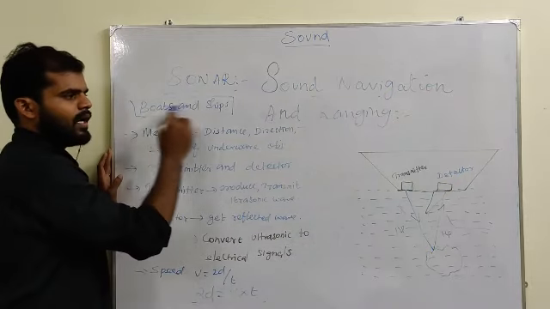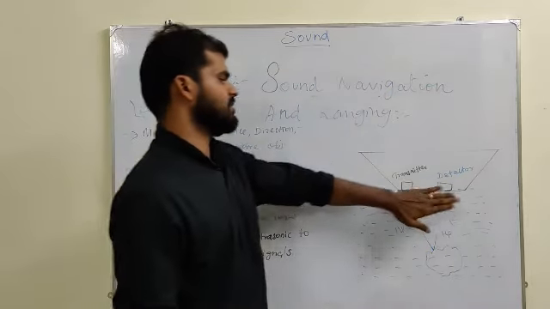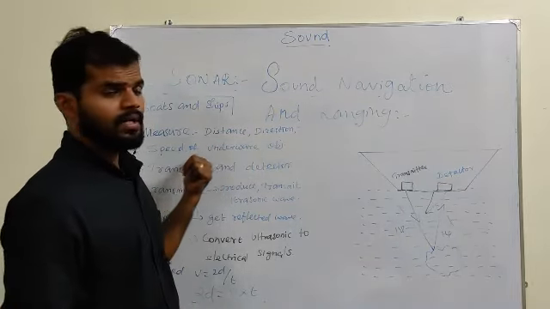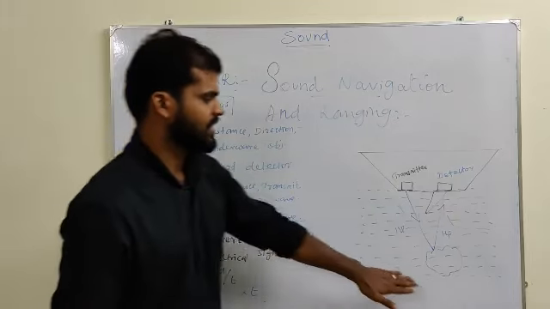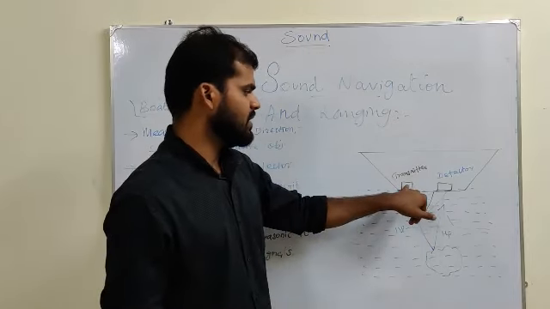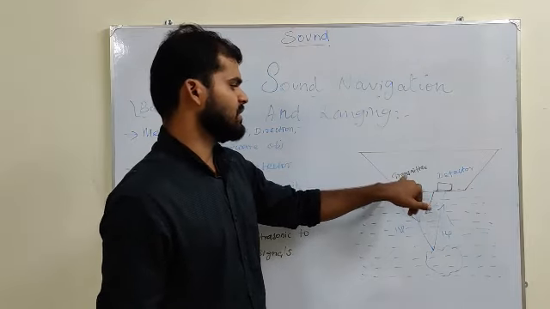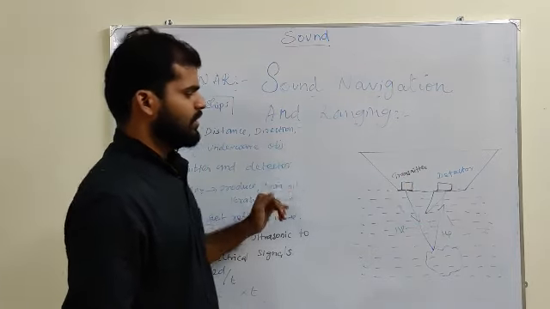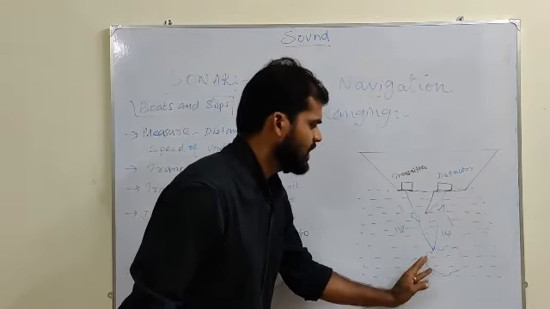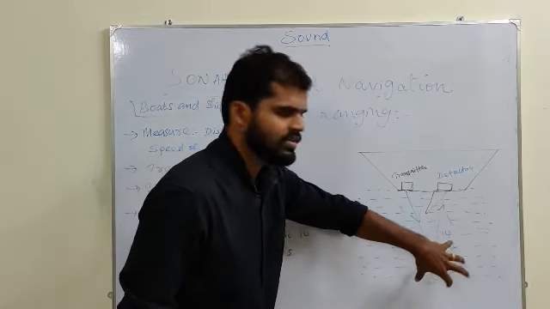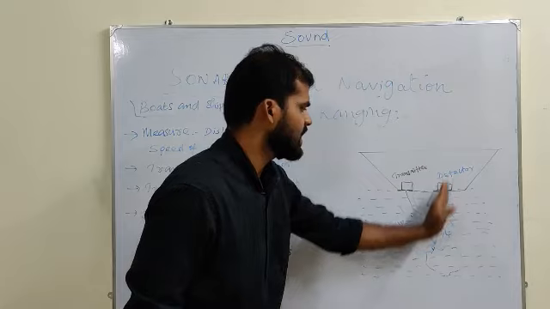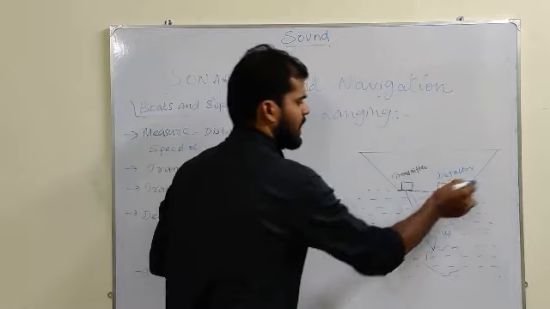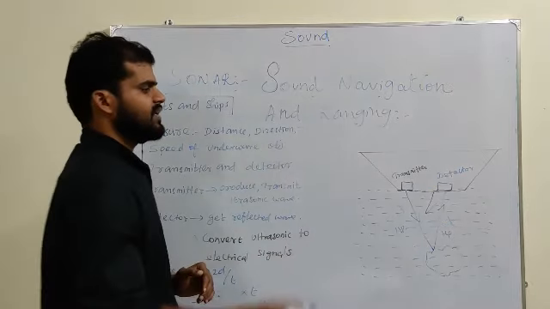Once again I repeat, sonar is nothing but sound navigation and ranging. It is used in boats and ships. Sonar is used for finding the distance, direction and speed of underwater objects. The main instruments are the transmitter and the detector. The transmitter will produce ultrasonic sound and transmit it into the water, and it will hit any object present inside the water and be collected by the detector. The ultrasonic sound will be collected back by the detector and converted into electrical signals.